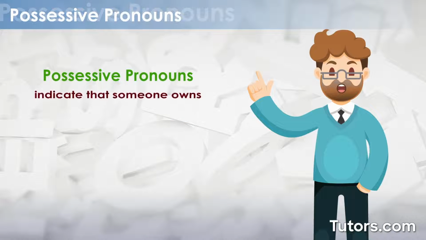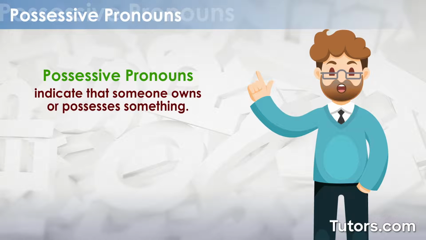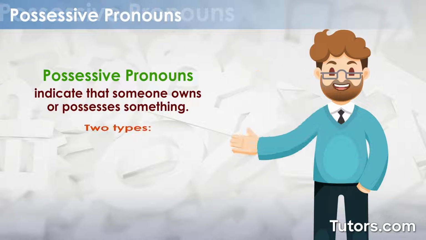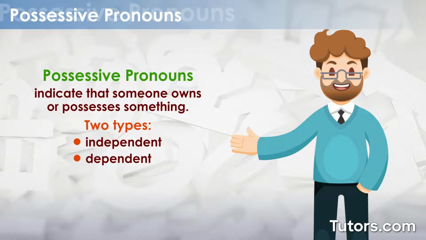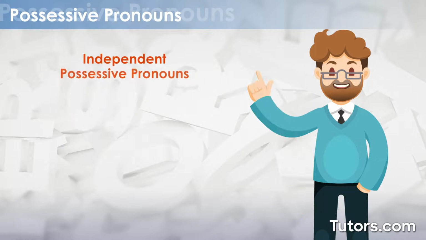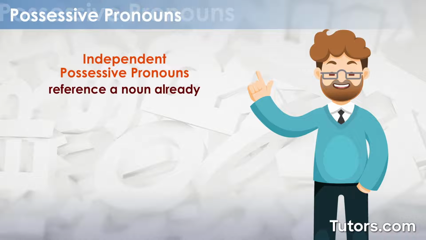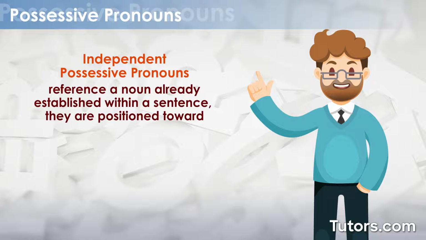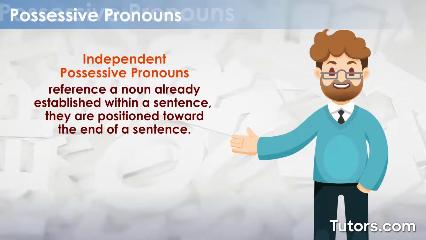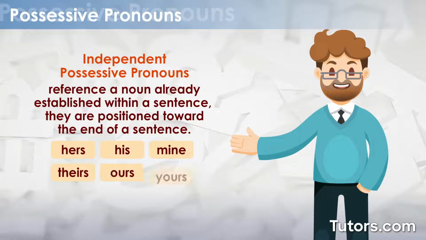Possessive pronouns indicate that someone owns or possesses something. There are two types of possessive pronouns, independent and dependent. Independent possessive pronouns reference a noun already established within a sentence, which means they are typically positioned toward the end of a sentence. These pronouns include hers, his, mine, theirs, ours, and yours.